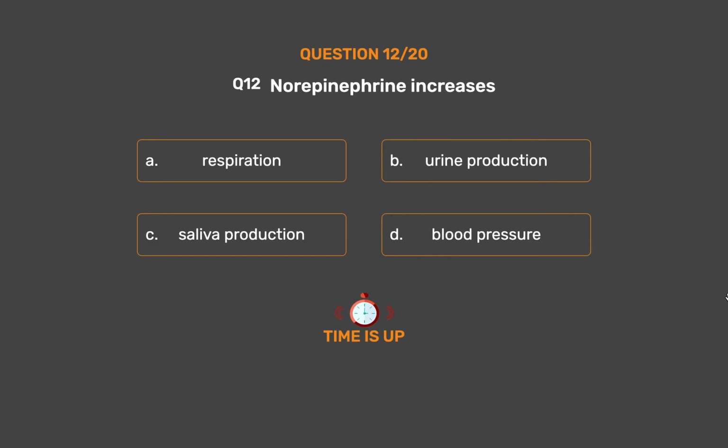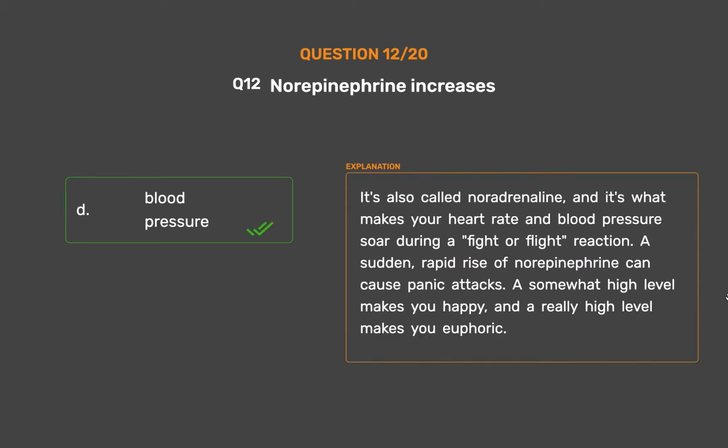The correct answer is Option D. Blood pressure. It's also called noradrenaline, and it's what makes your heart rate and blood pressure soar during a fight or flight reaction. A sudden, rapid rise of norepinephrine can cause panic attacks. A somewhat high level makes you happy, and a really high level makes you euphoric.